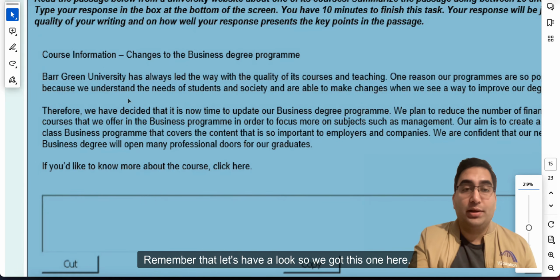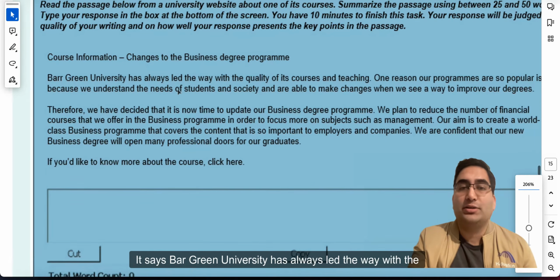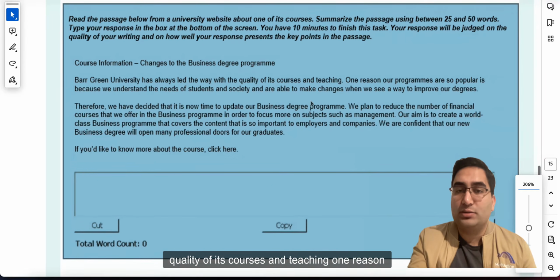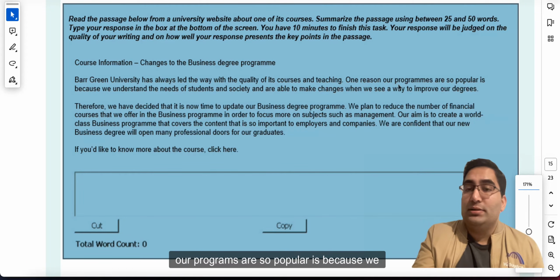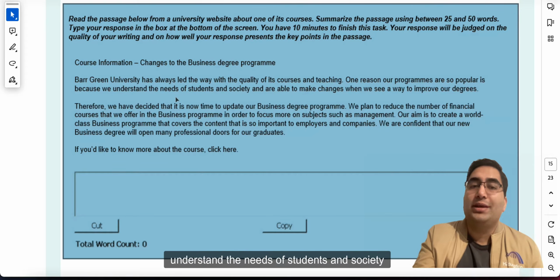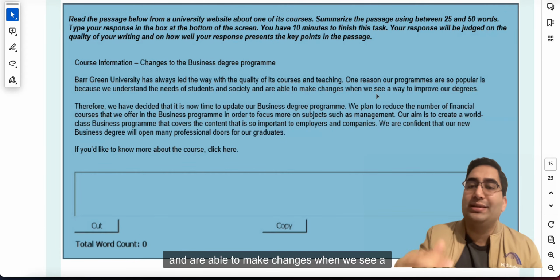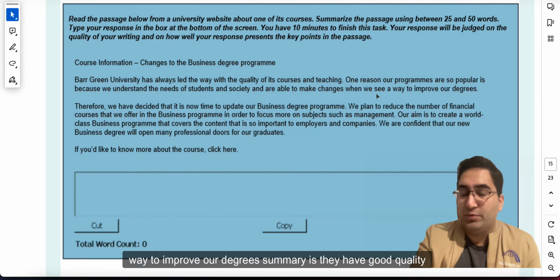So we got this one here. It says, Bar Green University has always led the way with the quality of its courses and teaching. One reason our programs are so popular is because we understand the needs of students and society and are able to make changes when we see a way to improve our degrees.